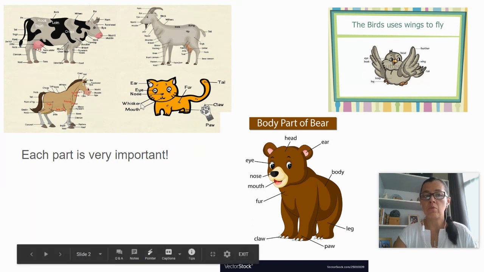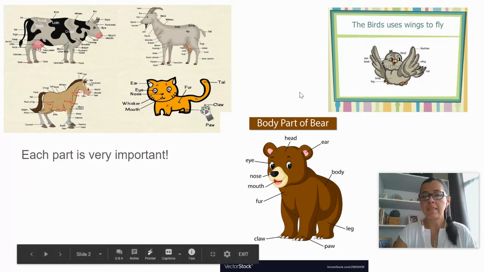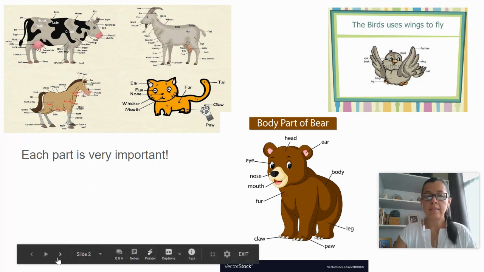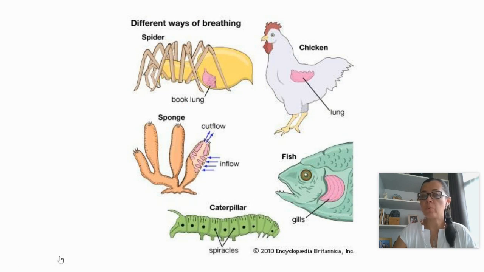Remember that we talked about the whiskers in a cat, we talked about the claws in a bear, and that's basically it. Every part, the wings of a bird, is very important for them. Every little part of each animal is very important. So that's one part. The other part is different ways of breathing.